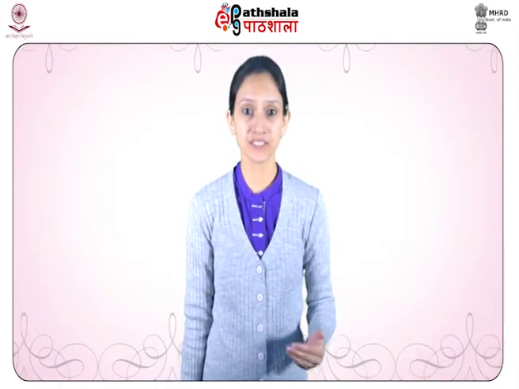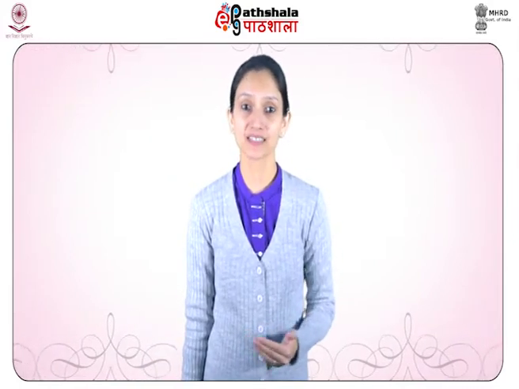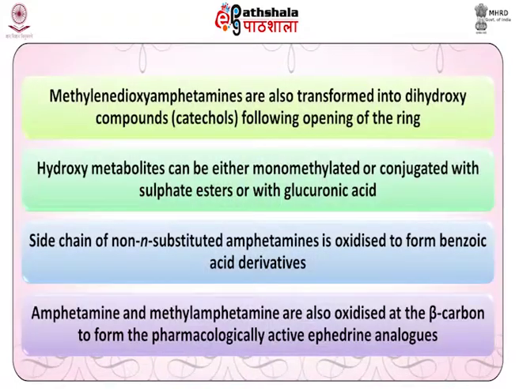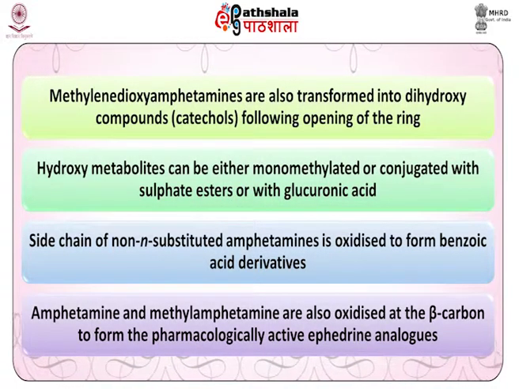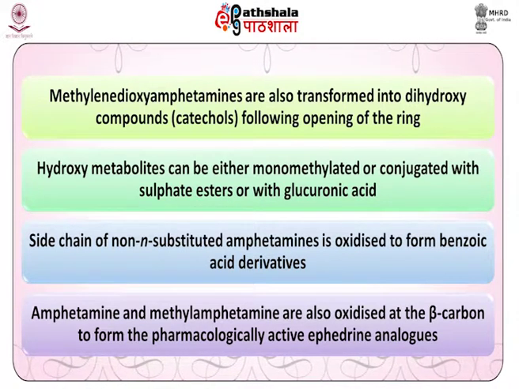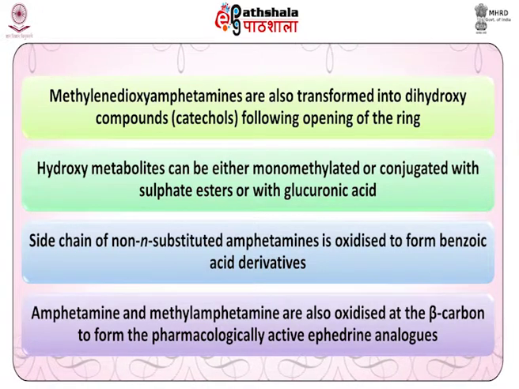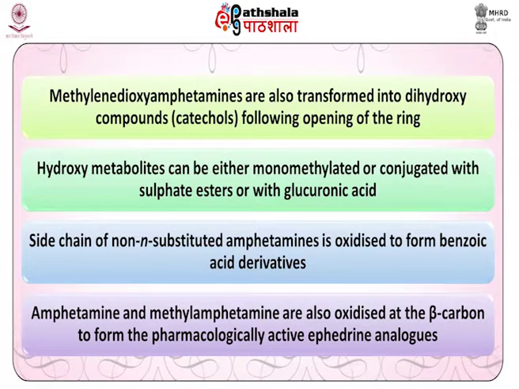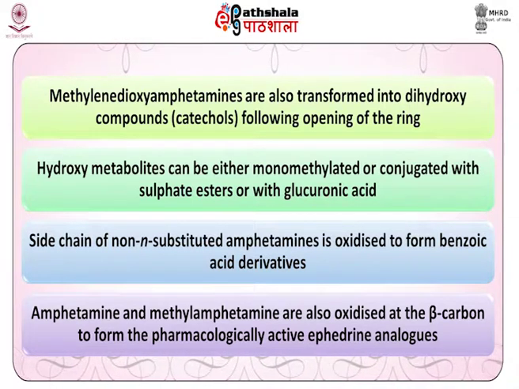Methylenedioxyethylamphetamine, MDEA, and MDMA are both metabolized to MDA as well as other metabolites. The methylenedioxyamphetamines are also transformed into dihydroxy compounds, catechols, following opening of the ring. These hydroxy metabolites can be either monomethylated or conjugated with sulfate esters or with glucuronic acid.